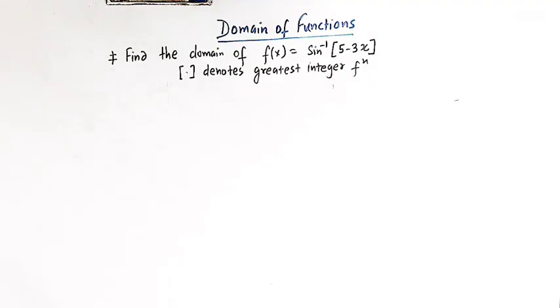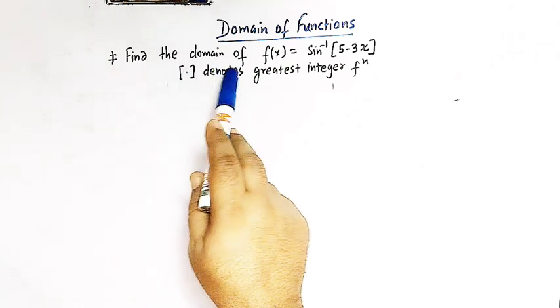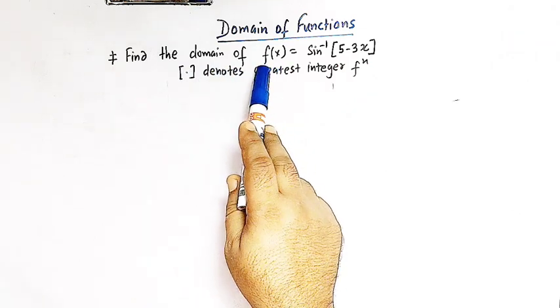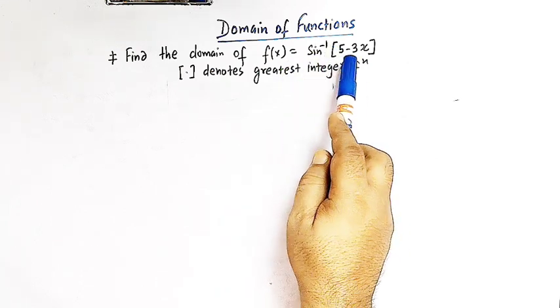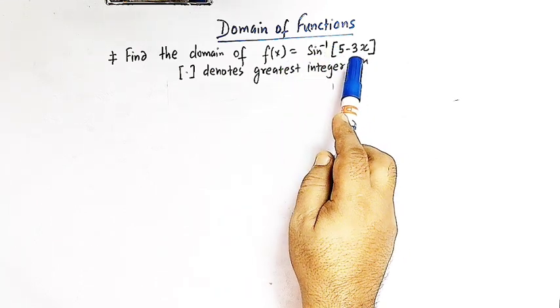Hello viewers, in today's session we are going to discuss another important and conceptual problem from domain of functions, right? And here we have to discuss this problem in which we have to find the domain of the function f of x, which is equal to sine inverse greatest integer of 5 minus 3x, right?